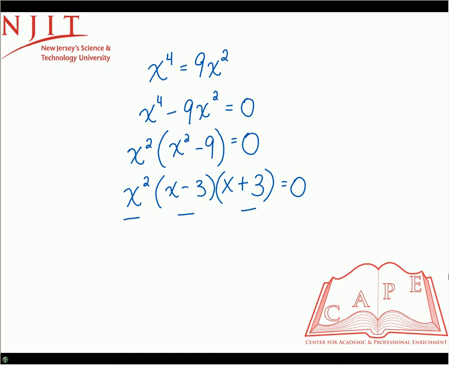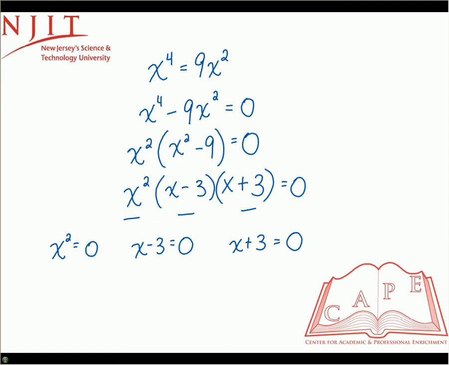What we're going to do now is turn them into three separate equations that are equal to 0 because they are multiplied. If they were added, we couldn't do this. So now we're going to have three equations: x squared equal to 0, x minus 3 equal to 0, and x plus 3 equal to 0. And we're going to solve them each individually, which is pretty easy.